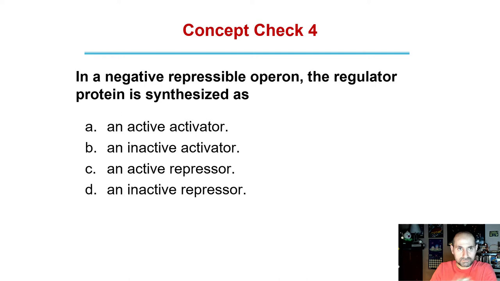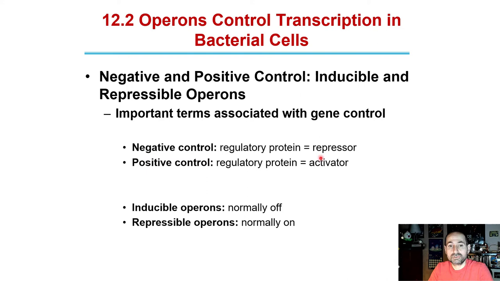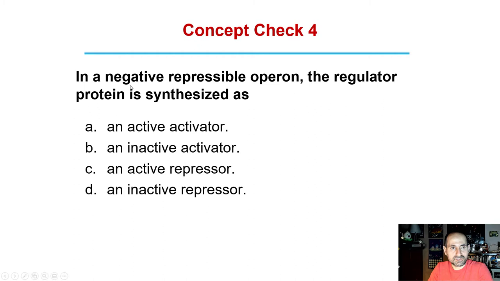So concept check number four, in a negative repressible operon. Oh gosh. Okay, let's stop and think. What does negative control mean? Let's go back to our cheat sheet. Negative control, you're dealing with a repressor. And what was it? Negative repressible. Normally on. So it's a gene that's normally on and it deals with a repressor, right? Does that make sense? So the protein is synthesized as an inactive repressor, right?